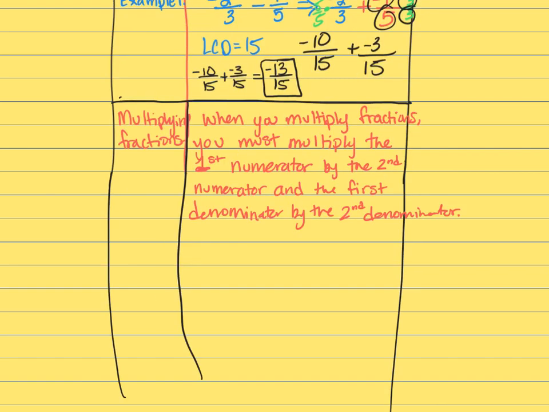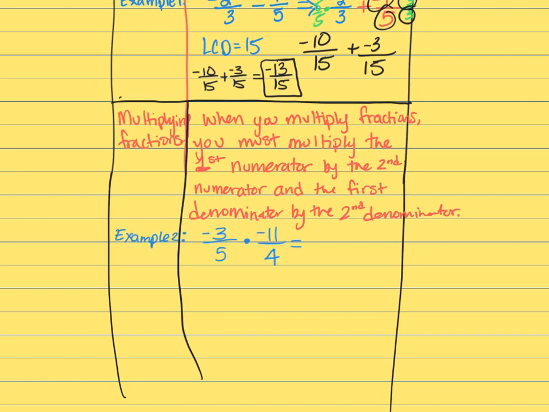When you multiply fractions, you must multiply the first numerator by the second numerator and the first denominator by the second denominator. In other words, you multiply straight across. The numerators, you multiply straight across, and the denominators, you multiply straight across. Go ahead and pause the video so you have time to copy this down, and then play the video so you can see the example.